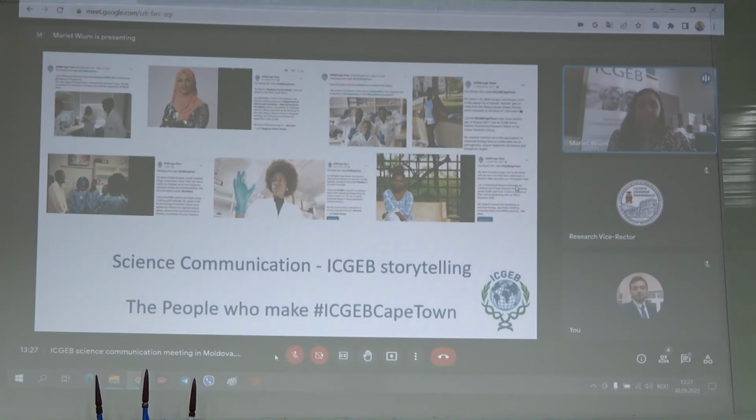We came up with the idea of making a feature story known as The People Who Make ICGEB Cape Town. You can see from a lot of the snapshots that I've included in this slide, we had PhD students, postdocs, undergrads, PIs, technicians, staff members who simply communicated a simple message: who they are, what they do at ICGEB, what their research interest is, and how they contribute to the ICGEB and what we do as a research and an international organization. This started off very, very simply as a basic idea. It became extremely popular. We posted on Facebook, Twitter, Instagram, and LinkedIn.